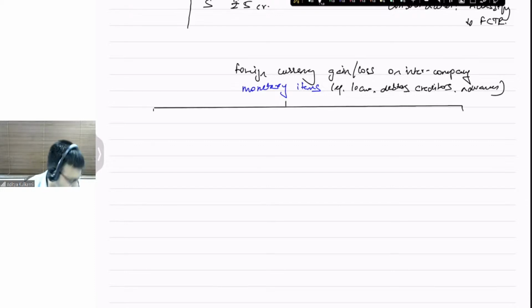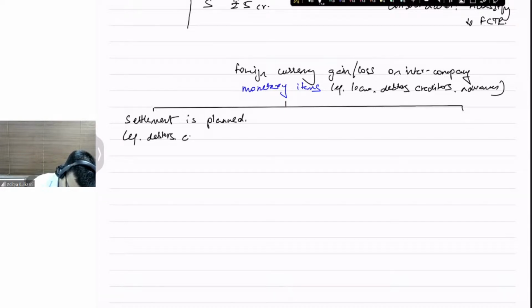there are two chances. One is genuinely debtor, creditor, loan, that is, settlement is planned. Settlement hoga, definitely hoga. Example, debtors, creditors, short-term loans.